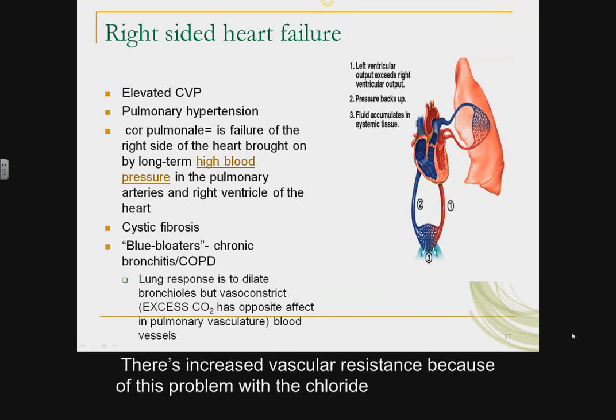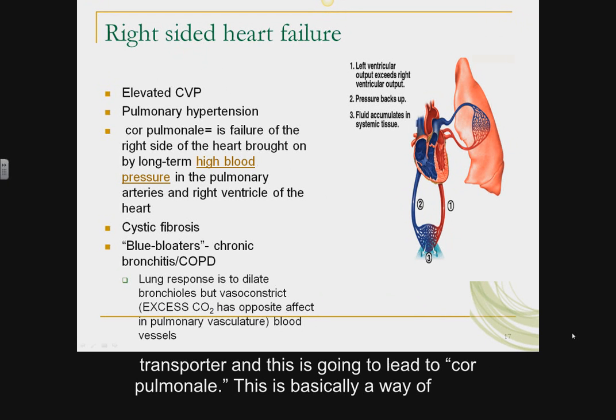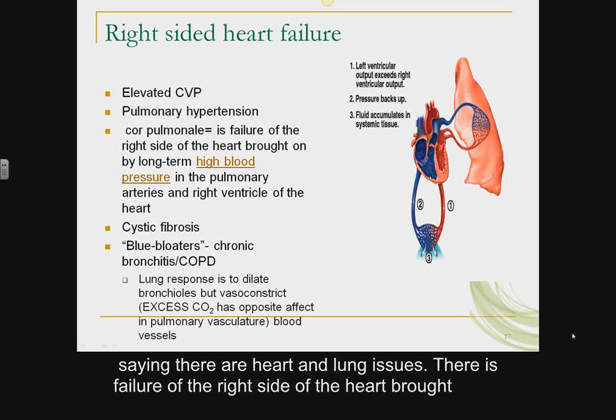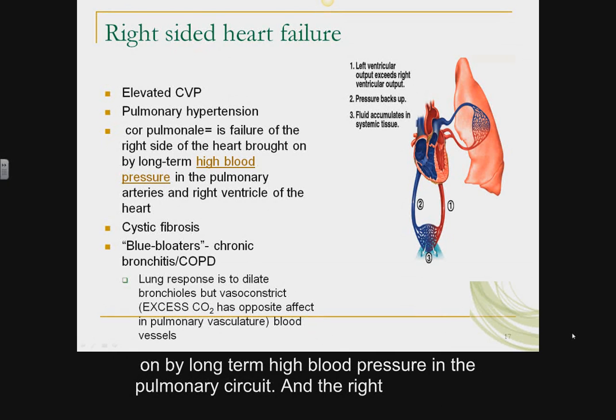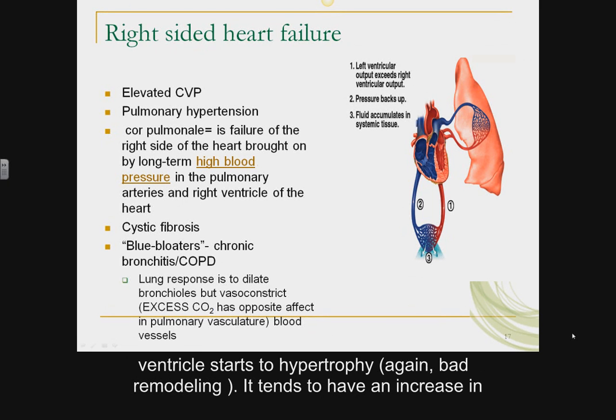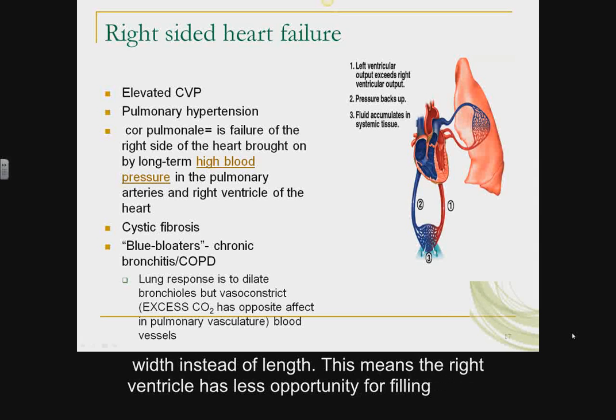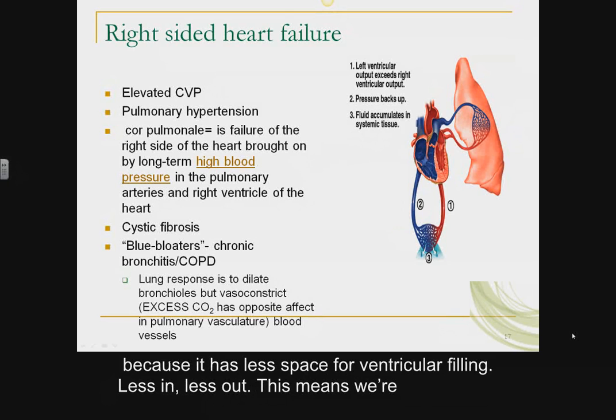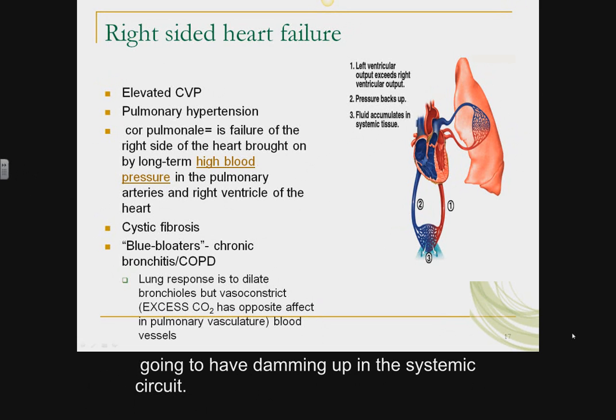With cystic fibrosis, it's a similar phenomenon. There's increased vascular resistance because of this problem with the chloride transporter, and this is going to lead to cor pulmonale. This is basically a way of saying there are heart and lung issues. There is failure of the right side of the heart brought on by long-term high blood pressure in the pulmonary circuit, and the right ventricle starts to hypertrophy. Again, bad remodeling. It tends to have an increase in width instead of length. This means the right ventricle has less opportunity for filling because it has less space for ventricular filling. Less in, less out. This means we're going to have damming up of blood in the systemic circuit, leading to systemic edema.